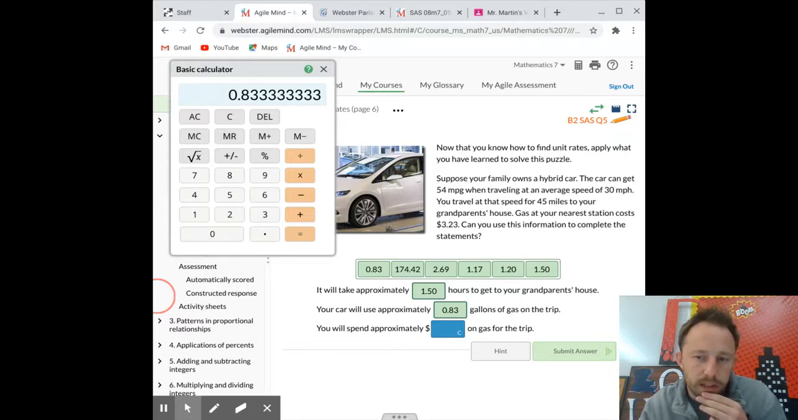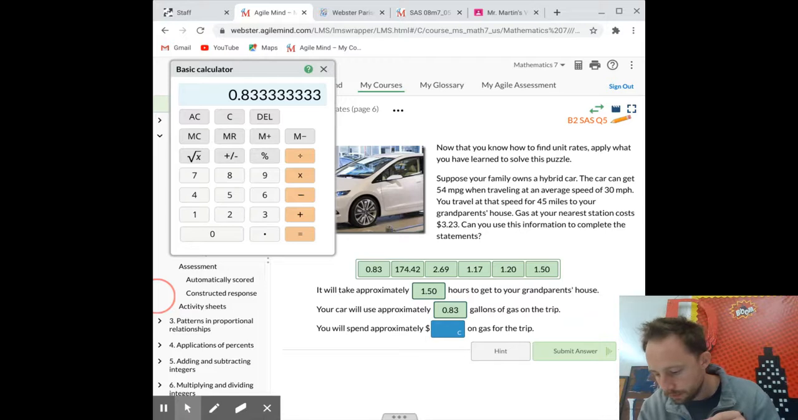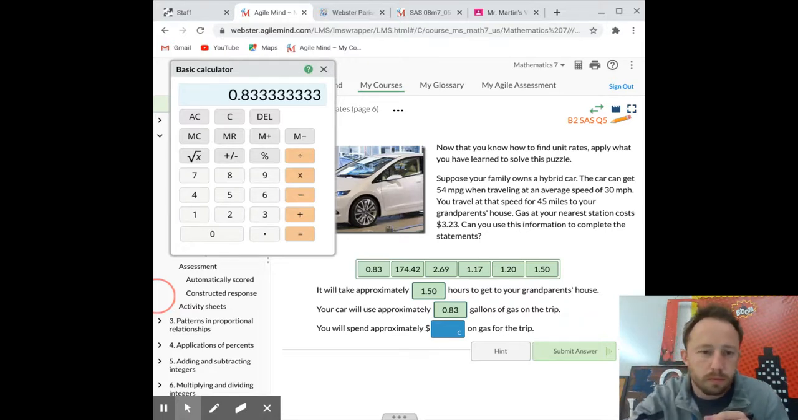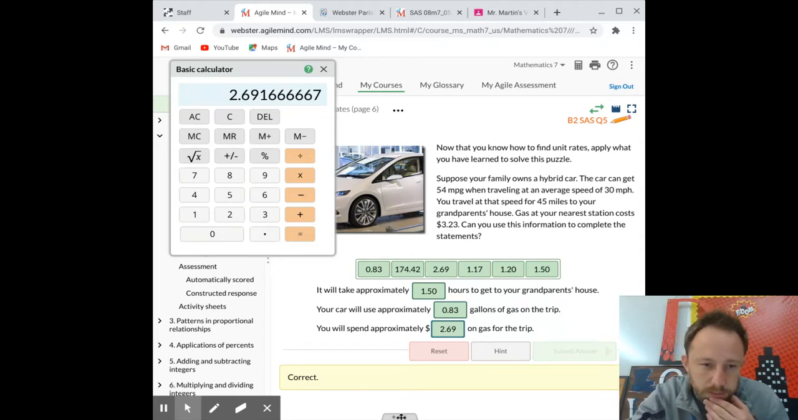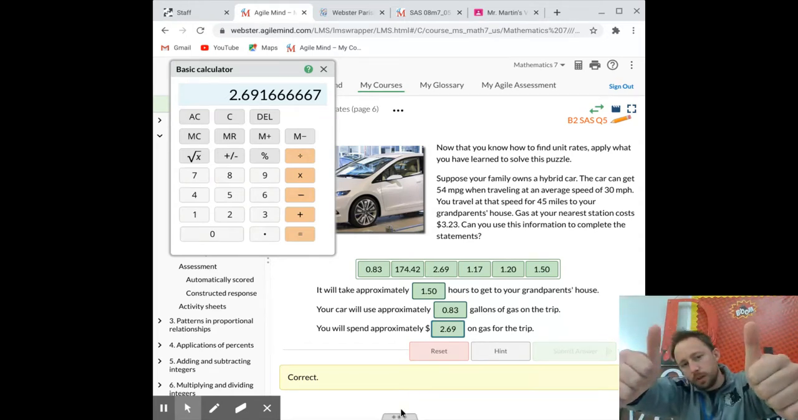0.83. That's correct. So we're trying to figure out the amount of money we spent on the 0.83 gallons of gas. So what would I do? You would multiply $3.23 times 0.83. Correct. Y'all got it now. And so what is that going to be? $2.69. Correct. All right, let's check our answer. Did we get it right? Yep, we did. Good deal.